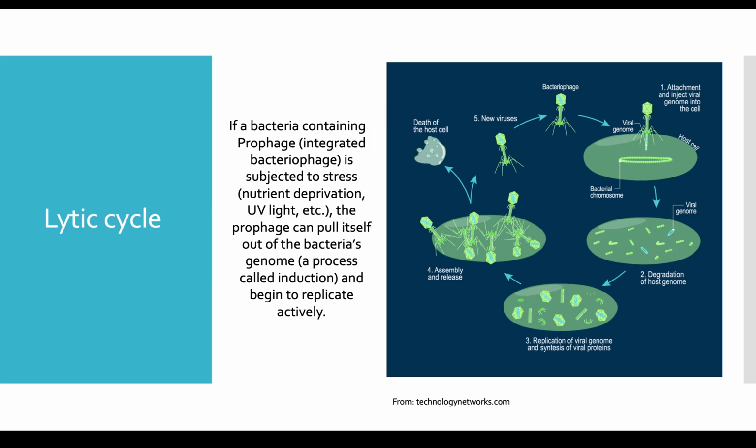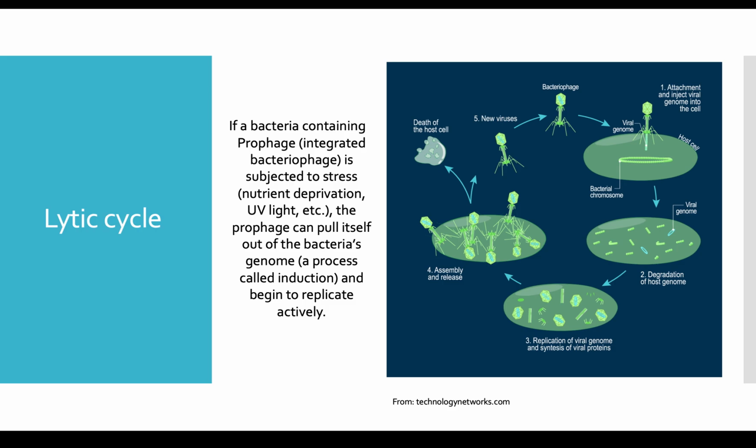If the bacteria that the prophage is part of is subjected to some stress, whether that is nutrient deprivation or perhaps exposure to UV light or something, that prophage can detect that the bacterial cell is undergoing stress and extricate itself from the bacterial genome. This is a process called induction, and it will begin to actively replicate. And as it actively replicates, it will start to make more of the viral genome, and it will lead to synthesis of viral proteins, right?